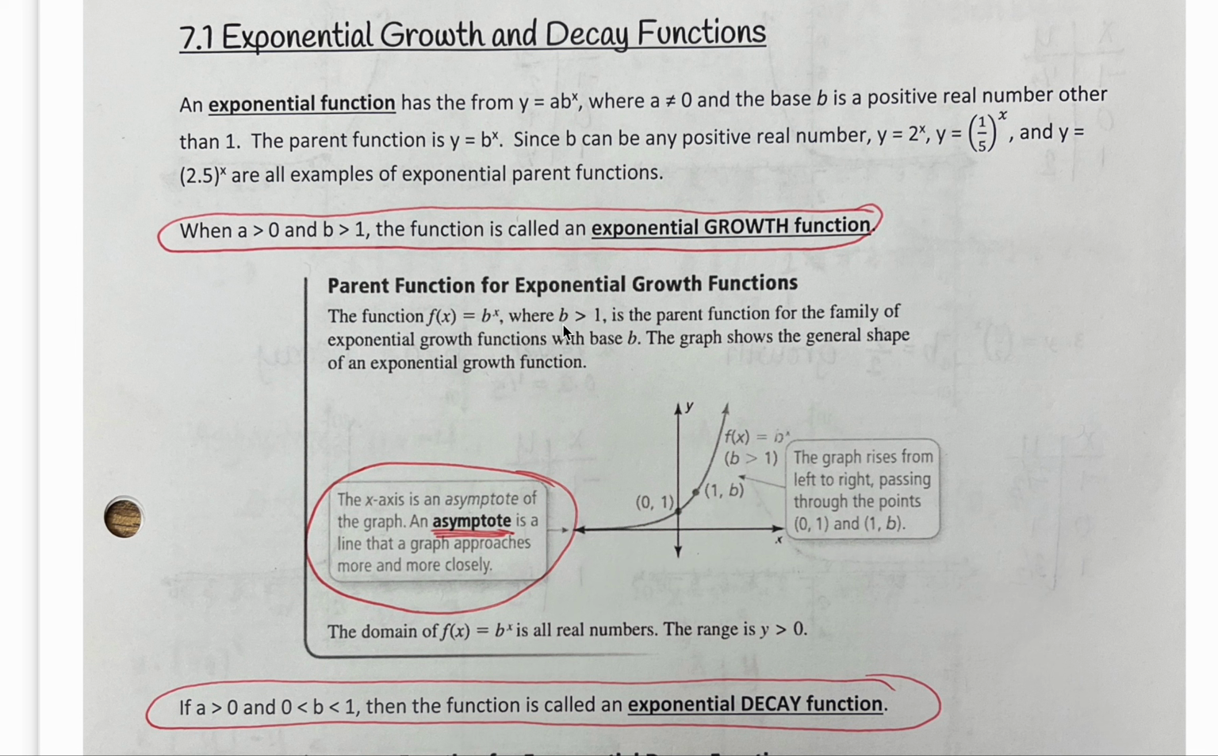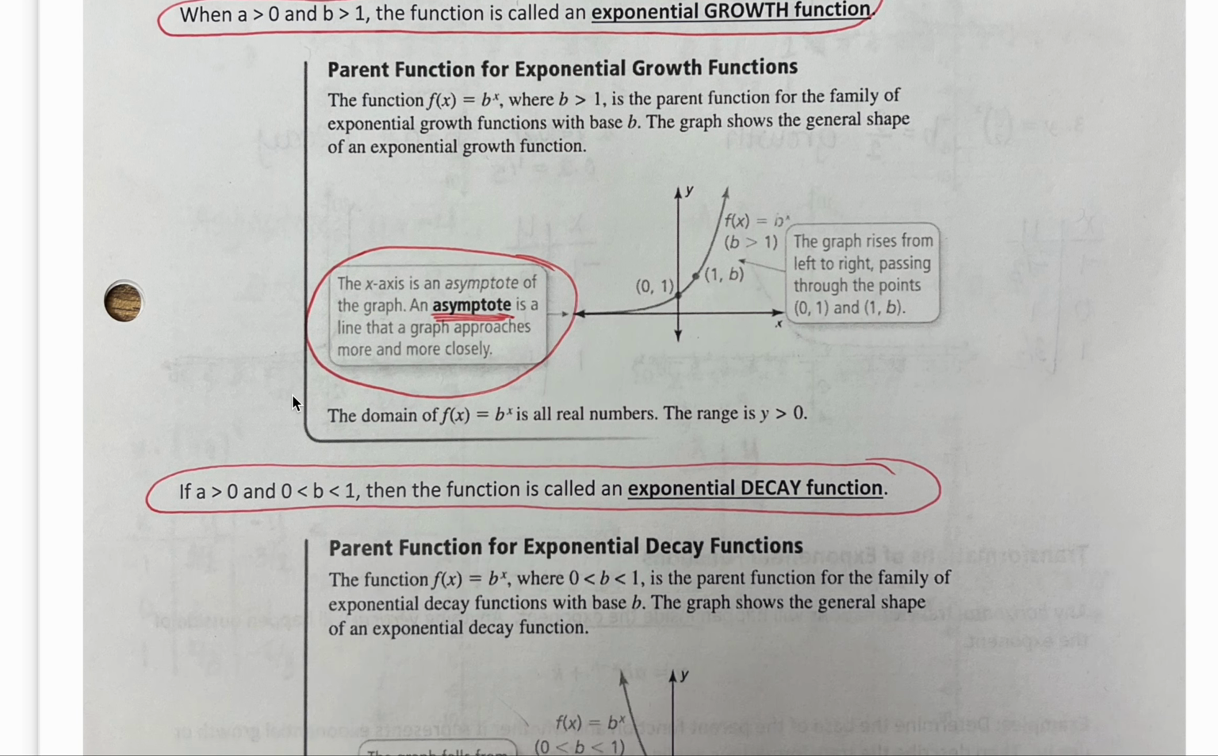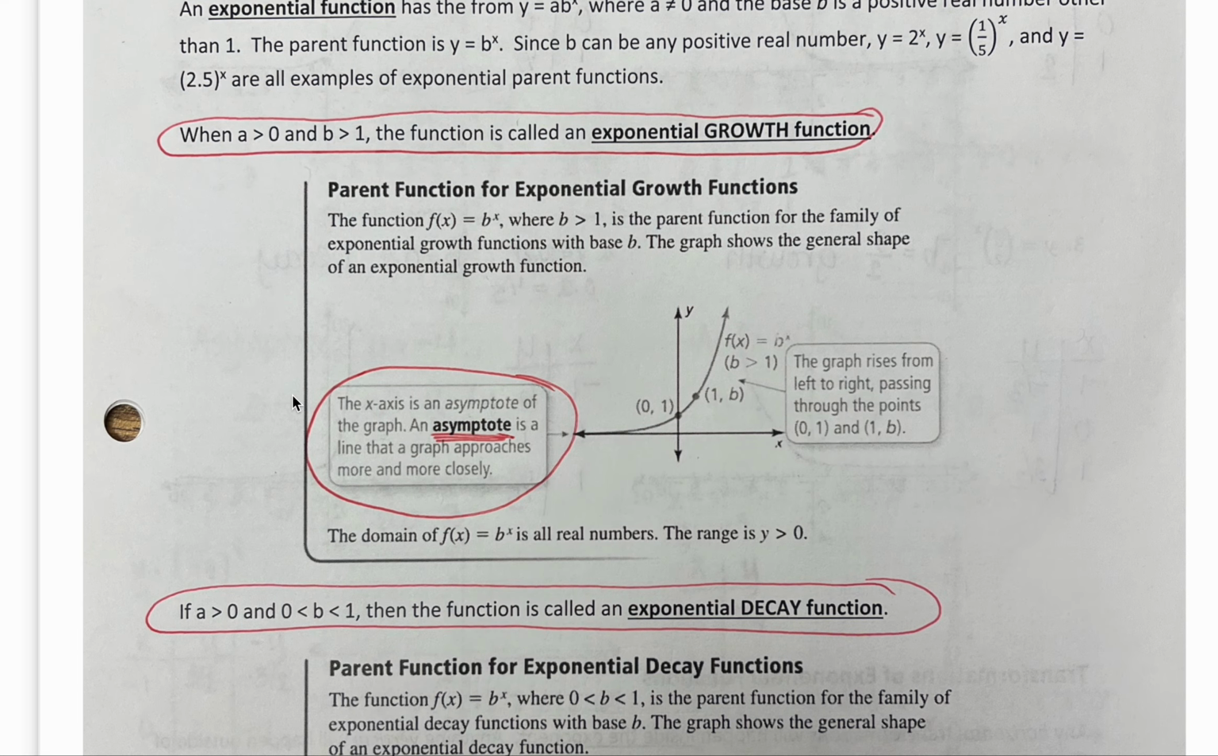Okay, so there's two different ways that this can happen. If the value of b is greater than 1, then the function is called exponential growth. And if the value of b is between 0 and 1, the function is called exponential decay. So here's what the graphs look like. There's two different ones for growth and decay. Let's just focus on growth for a minute, and the characteristics that you need to understand here.